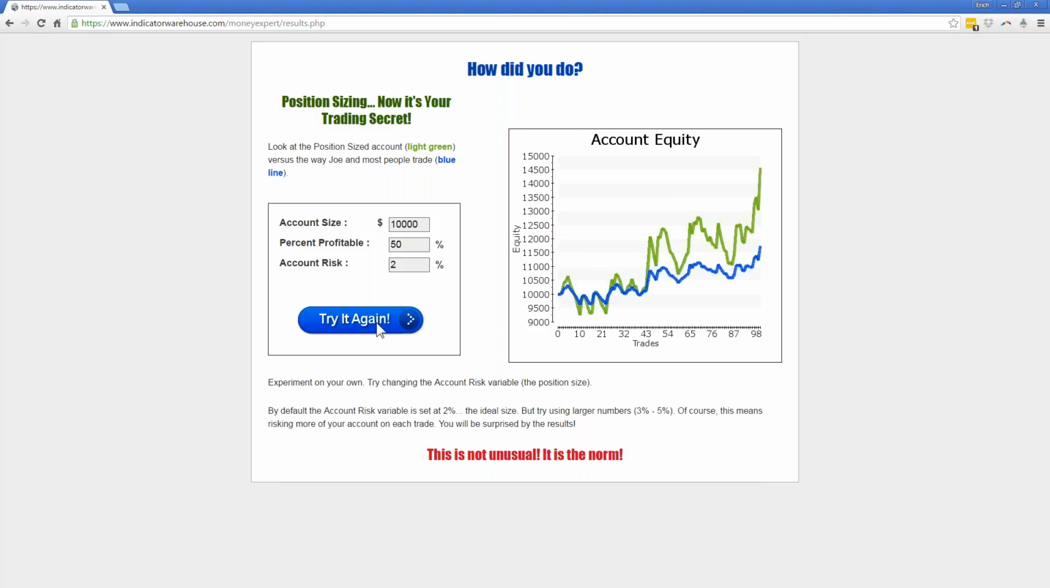Let's try another one. This one's very realistic as well. So Joe starts with 10,000, ends with 11,500 over 100 trades. This is actually a very realistic curve for most people. They win a few, they lose a few. You can see with the position sizing, the roller coaster was a little bit more pronounced. But at the end of the day, so long as you keep winning more and not losing more than you can afford, you'll still come out ahead of the curve. So in this case, you could have made another $3,000 by correctly controlling your risk and using position size.